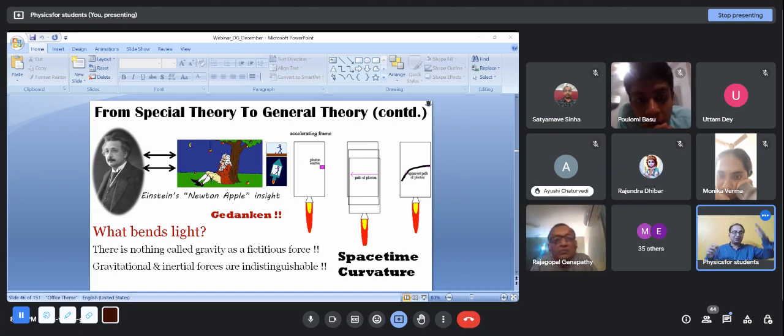Why? Because Newton thought the apple is falling. It takes the shortest path, and that is called a geodesic. We'll come to that, and this is called the Gedanken. Gedanken means thought experiment. That is a German term.